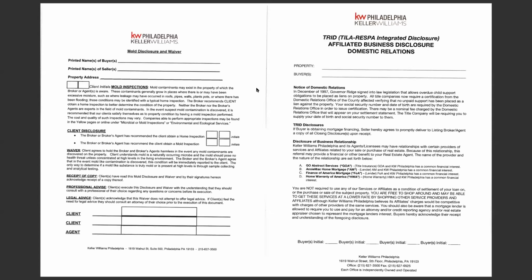Next, we have the affiliate business disclosure. This is the same affiliate business disclosure form that we spoke about, excuse me, in the seller's packet. It talks about domestic relations. It talks about TRID. It talks about our business disclosure. And the buyer's just going to initial on the bottom that we are affiliated with Go Abstract, Annie Mac, Finance of America. The buyer has an option to use some of these, all of these, none of these, but we just have to disclose that we are in a business relationship with them. Next page, please.